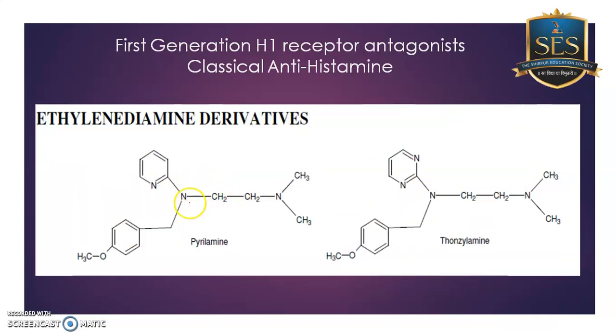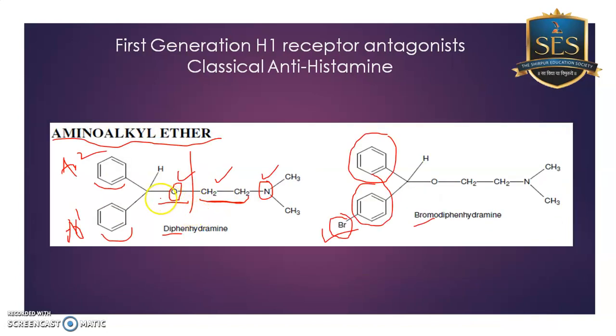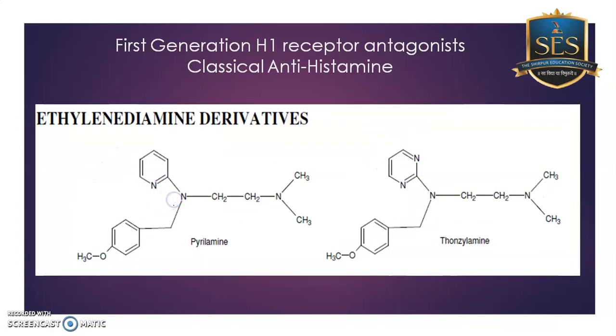Now next, in amino alkyl ether the heteroatom was oxygen. Right now the heteroatom is nitrogen, and hence the name of this class is ethylene diamine, since these are the two nitrogens.